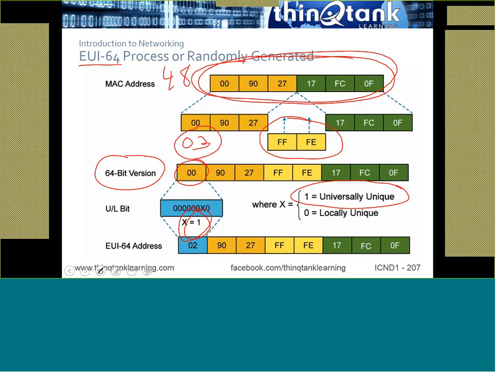Maybe it's a locally administered MAC address. It doesn't matter. That bit still gets inverted. So if it's a 1, it becomes a 0. If it's a 0, it becomes a 1. Does that make sense? Okay. So that bit usually was a 1, and that first octet will change when it gets converted. Yes, that's right.